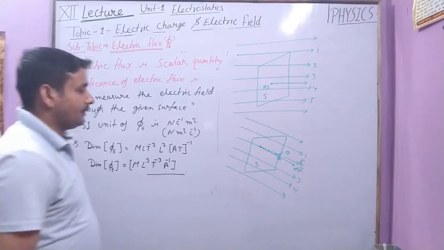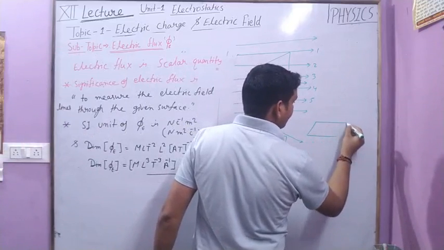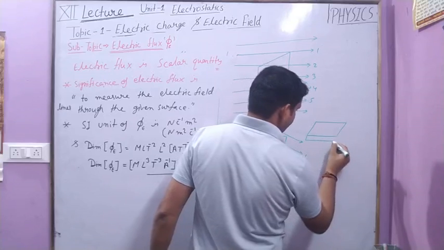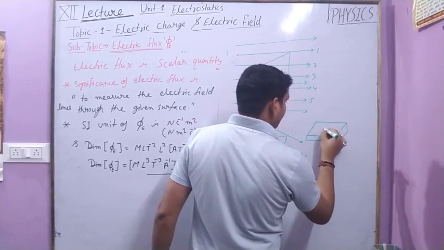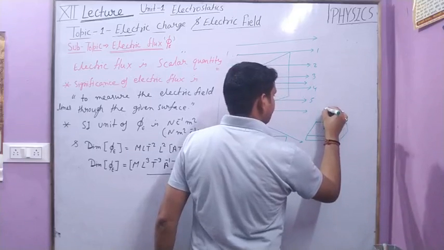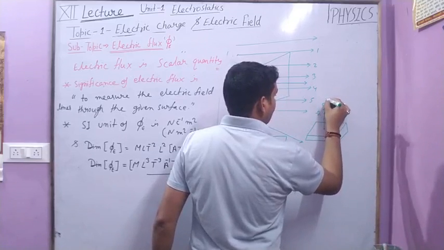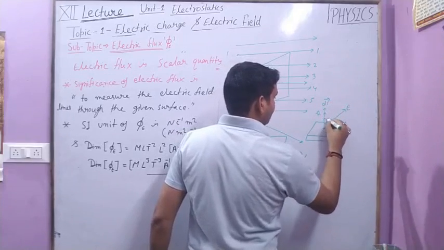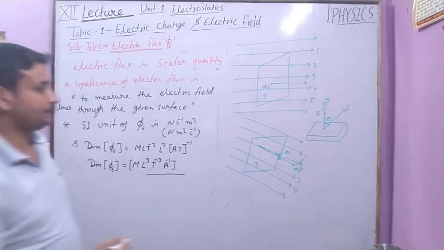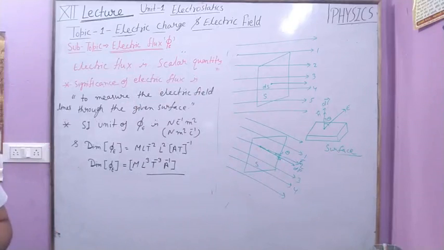And for simple calculation you can use a cuboidal surface, for which this is the unit area vector and these are the electric field lines crossing the surface. Clear? So this is all about electric flux.